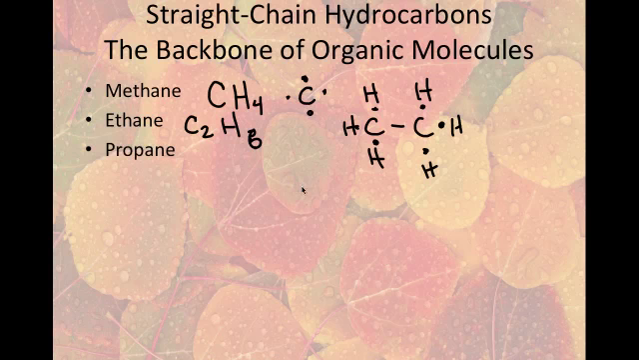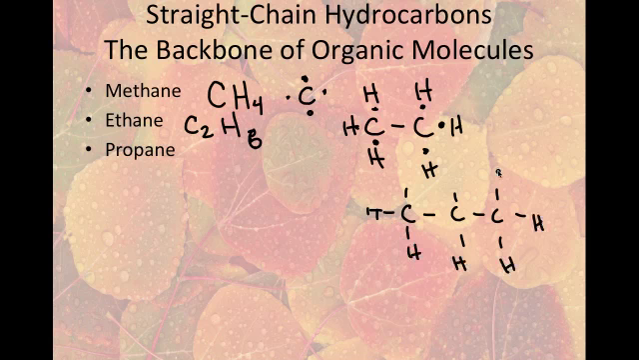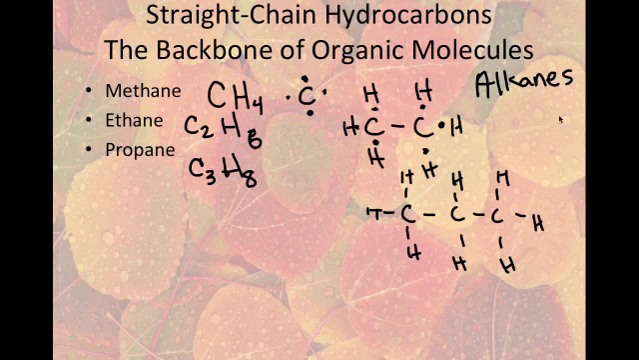Propane is going to be 3 carbons. So if I have 3 carbons, then how many hydrogens can I attach here to get every carbon up to 4 bonds? Well, that one's going to have 1, 2, here 1, 2, 3, 4, 5, 6, 7, 8. So C3H8. All of these are called alkanes. Single bonded hydrocarbons, all ending with ANE, alkanes.